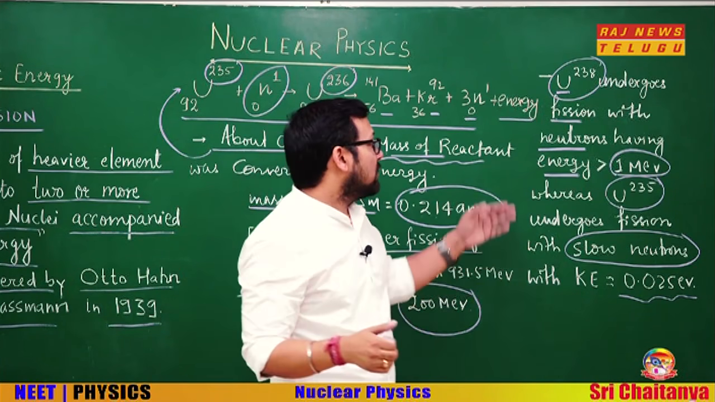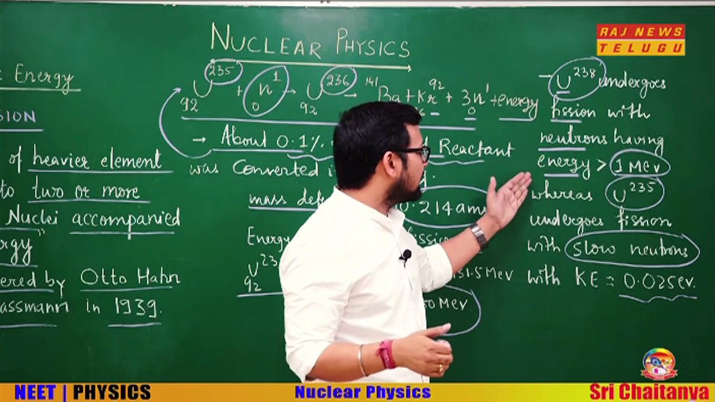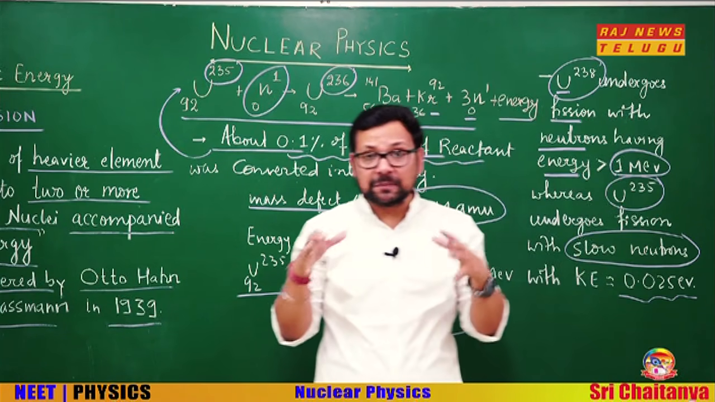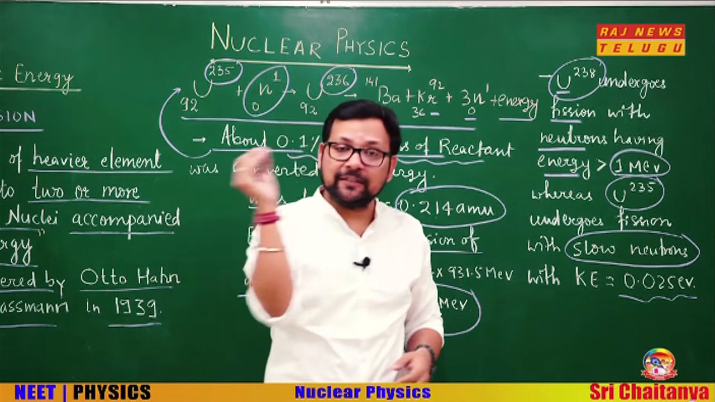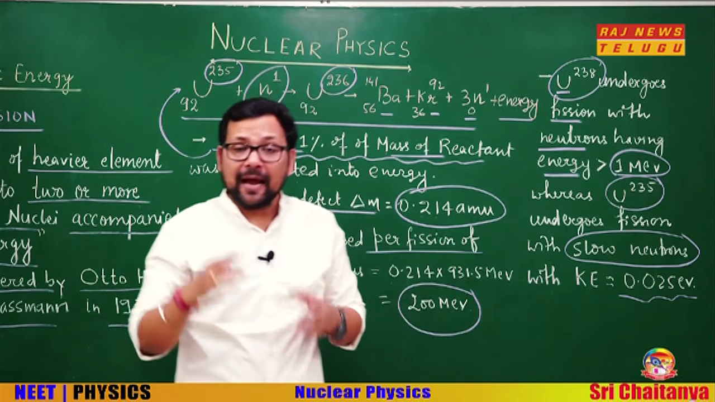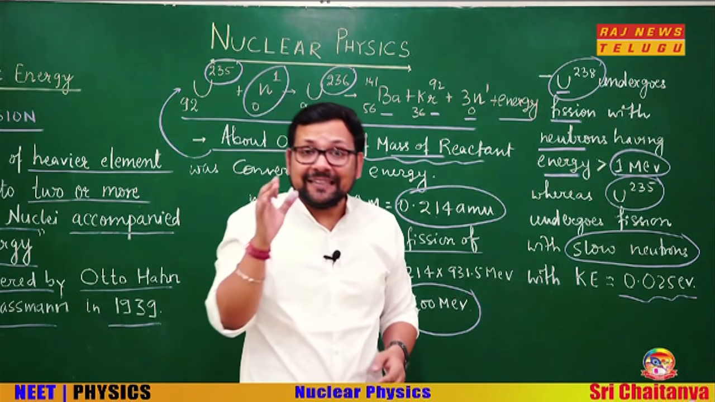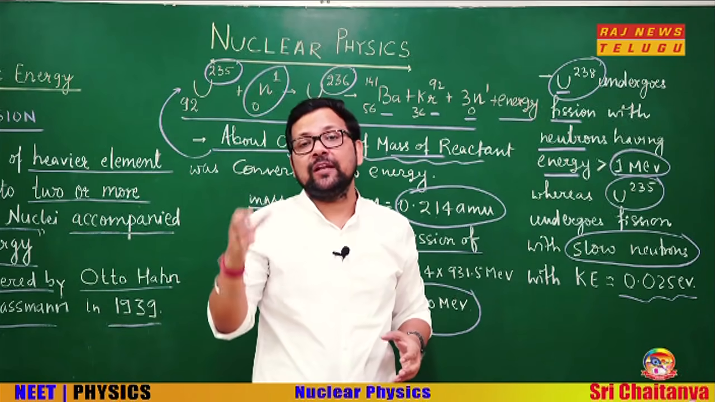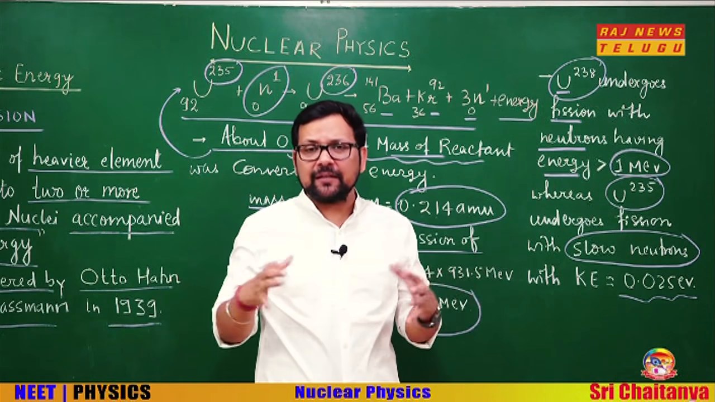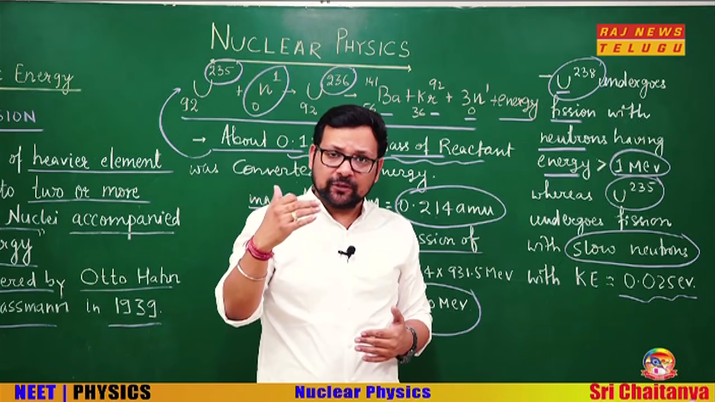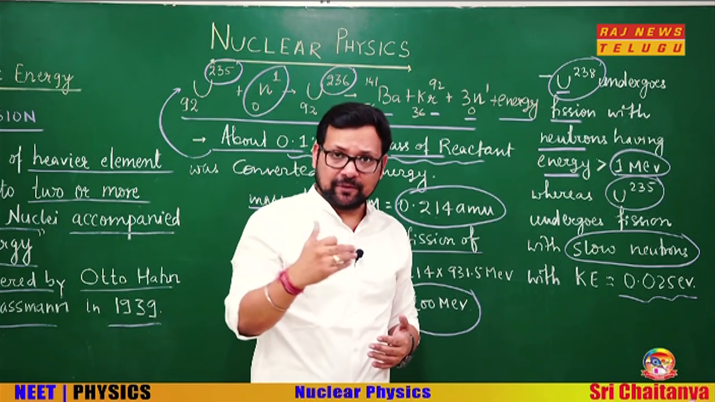You can see fast moving neutrons having energy greater than 1 mega electron volt. This much amount of energy needs to be inside the neutron, the projectile. And if the neutron's kinetic energy is greater than 1 mega electron volt, then U238 will cause fission. So basically the synopsis, the basic preface of fission is that a heavier nucleus splits into stable ones, releasing some energy.